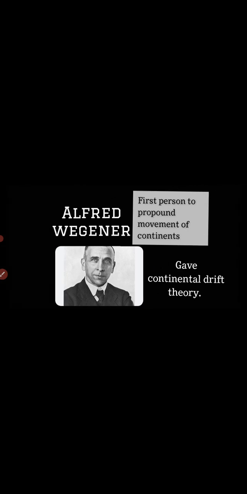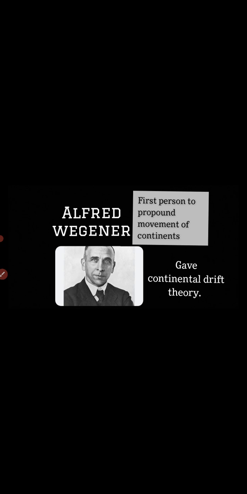So, our first character is Alfred Wegener. Who was Alfred Wegener? Alfred Wegener was the first person to propound the movement of continents. He said that continents might be moving due to some reason, and to prove that, he gave a theory called continental drift theory.